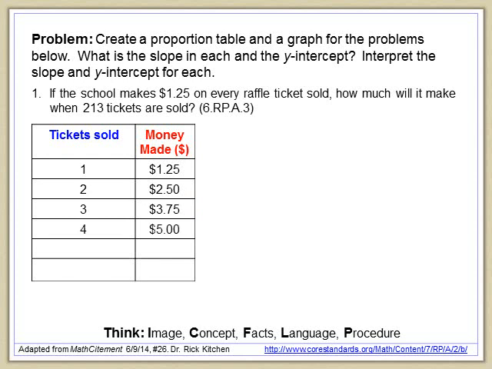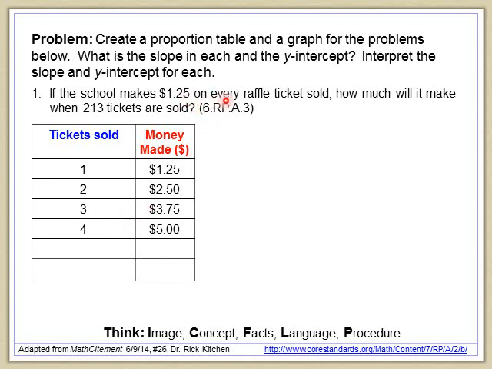4 tickets is $5. But if they're going to use that approach and try to get to 213 tickets, it's going to take them an awful long time to add $1.25 to these numbers successively 213 times and not make a mistake. So it's really important to help them see an alternative way, a more powerful way, using more powerful mathematics, which is to see these as multiplicative relationships.